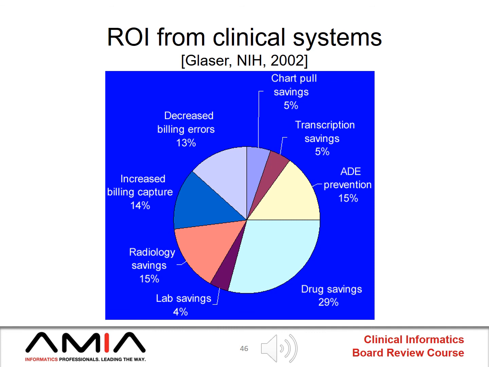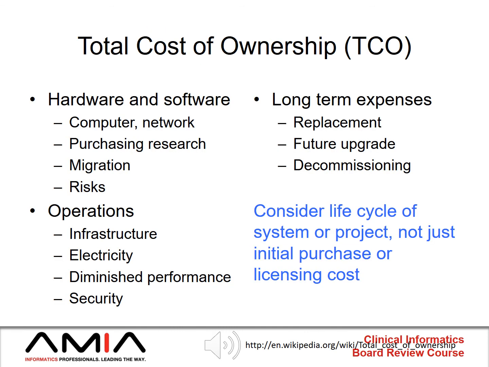Transcription savings, chart pull savings, decreasing billing errors. Most organizations do achieve a return that accounts for greater financial efficiency in the billing transactions and accuracy of bills, radiology savings, lab savings, and so on. So if you were to analyze your own organization, you might include some of these categories in your ROI calculation, and you may have others also.